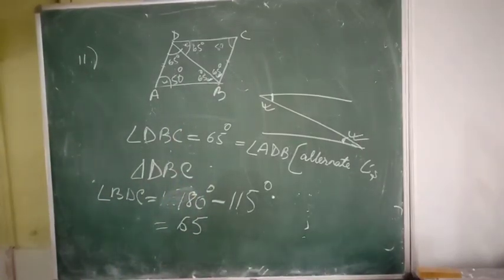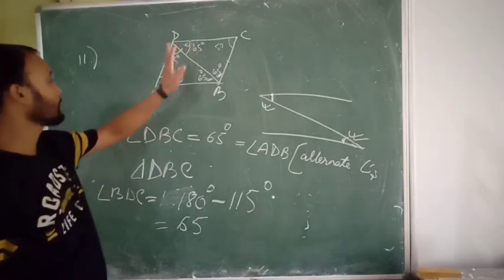Now we have found angle A, angle ABC, and angle DBC, everything we have found. Yes, the angles are 65, fine.